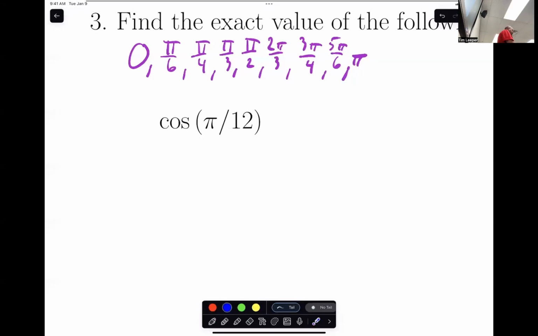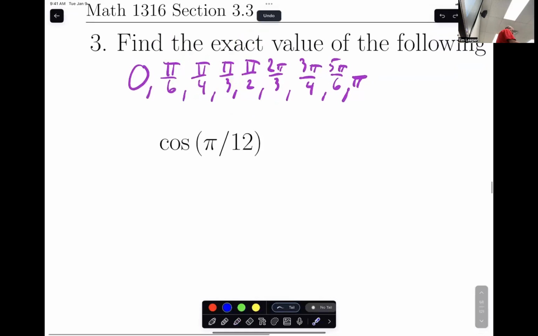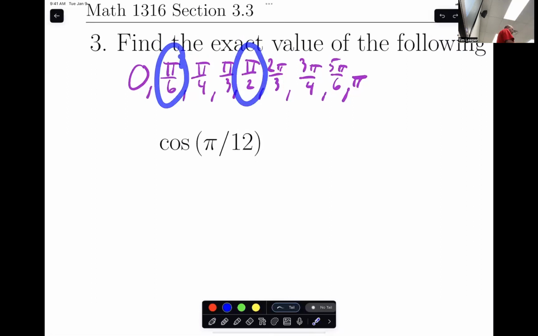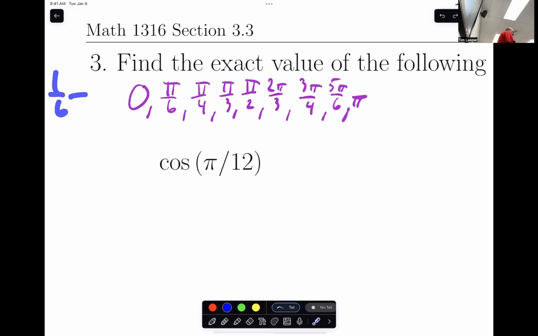Okay, so notice that we need something over 12, and with subtraction, we need a common denominator, right? So I suspect it's either pi over 6 and pi over 2, or it's pi over 4 and pi over 3. How can we check on the calculator? Just do 1 over 6 minus 1 over 2, or 1 over 2 minus 1 over 6. Either way is fine. 1 over 2 minus 1 over 6 is 1/3, right? So is that the same thing as 1 over 12?